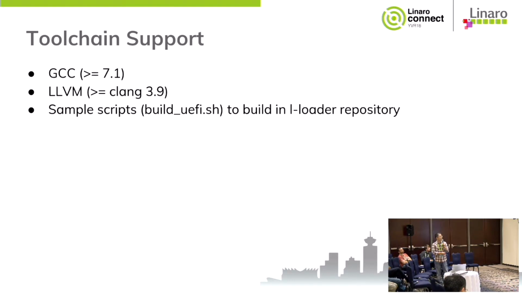Now we support two toolchains. One is for the GCC, but because of some bugs in the GCC, the version should be 7.1, and we also support LLVM. We should specify clang at least 3.9. If people want to build the firmware by themselves, we also have sample scripts to handle it.